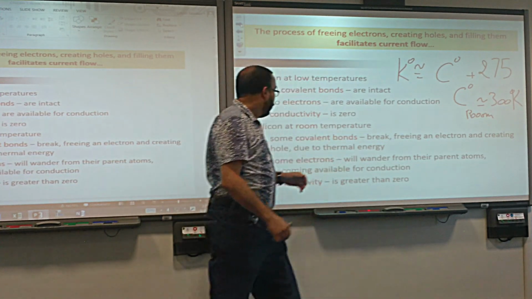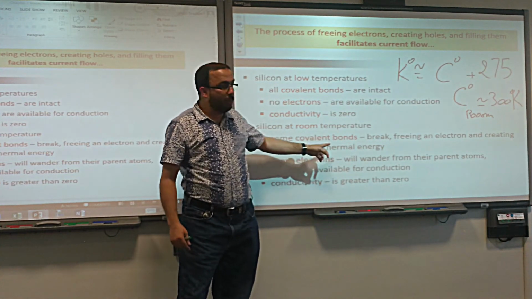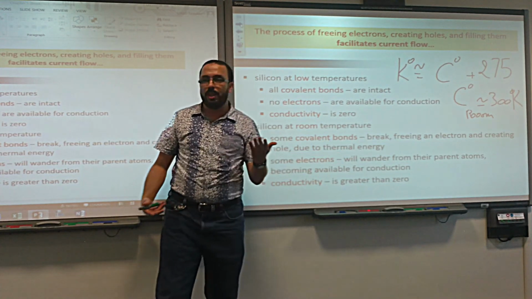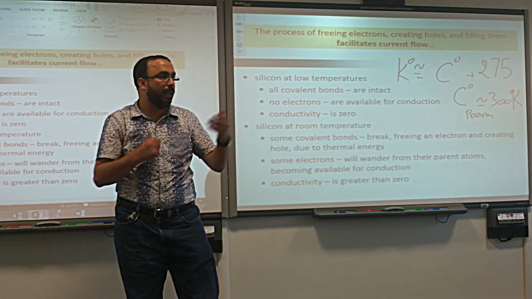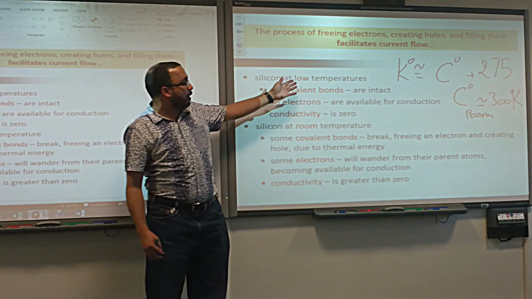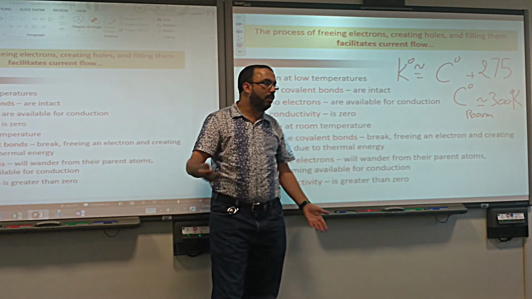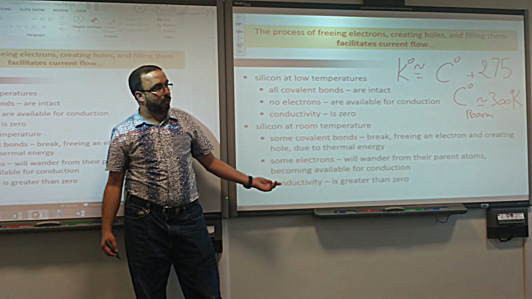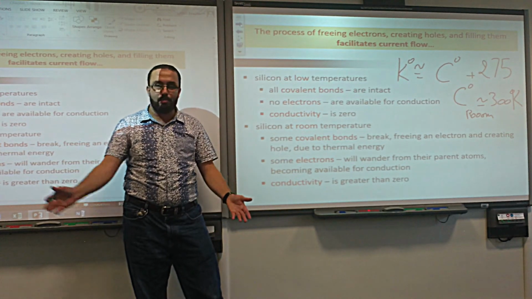Good. So, who created them? The thermal energy, because of the heat. Without the heat, I cannot do that. So we call this thermal generation of free carriers, in this case free electrons. So the conductivity at very low temperature was exactly zero because there is nobody to conduct. But as we increase the temperature, we have conductivity, because we have free carriers. I just give them some voltage and they can move away.